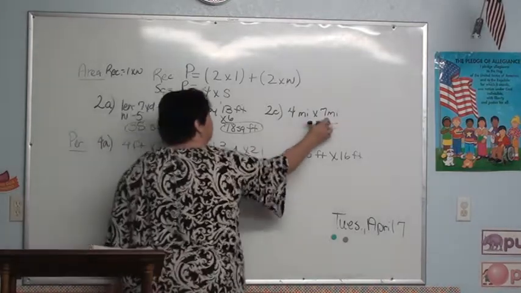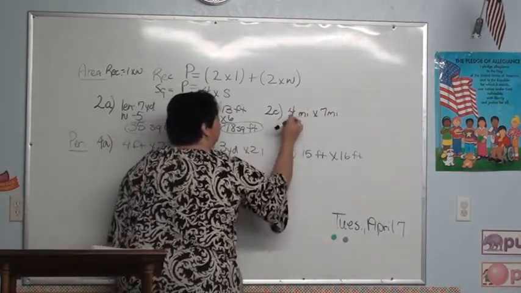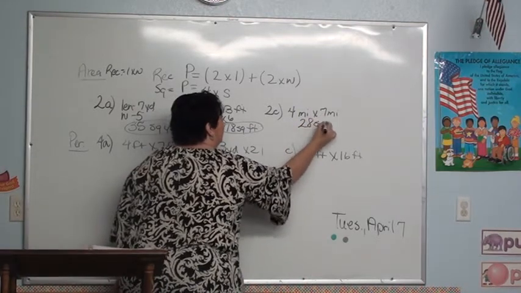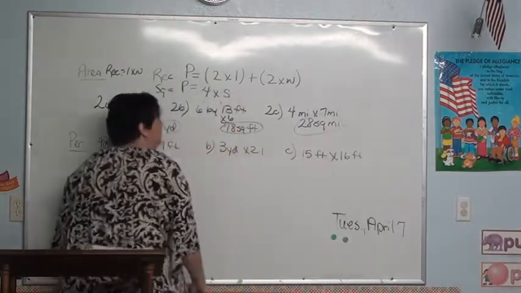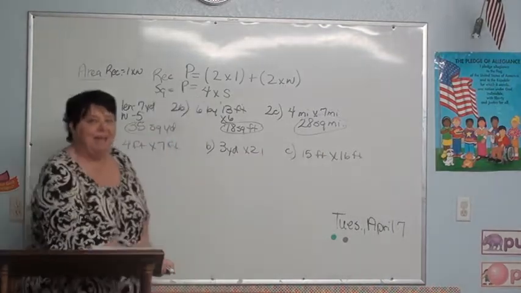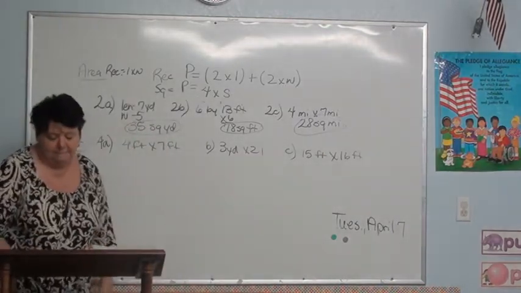4 miles times 7. Remember, the area of a rectangle is length times width. 4 times 7 is 28 square miles. There's your answer for 2C. Remember, your answer is in square miles. Now let's go to 3.